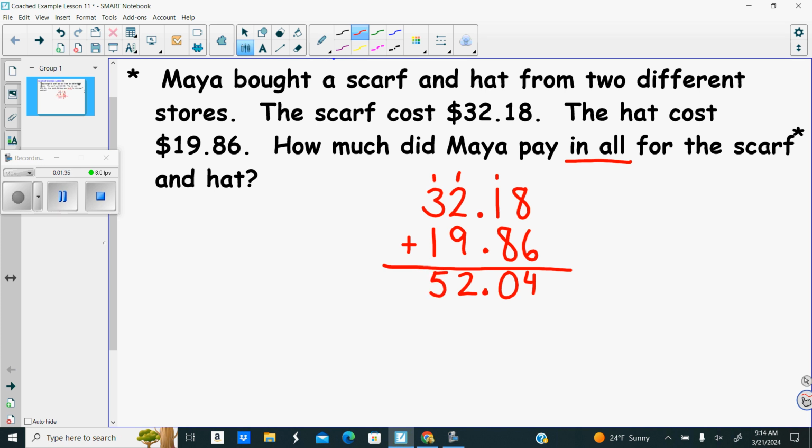We have to make sure we bring our decimal point straight down. And in this case, we're talking about money, so we're going to add the dollar sign on it. Maya paid $52.04 for both the scarf and the hat.